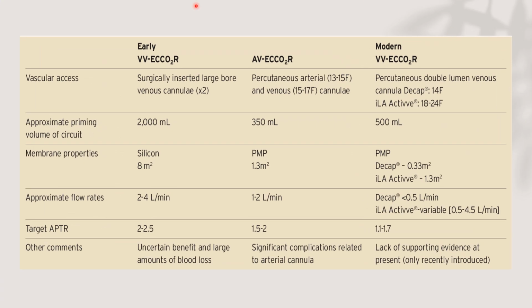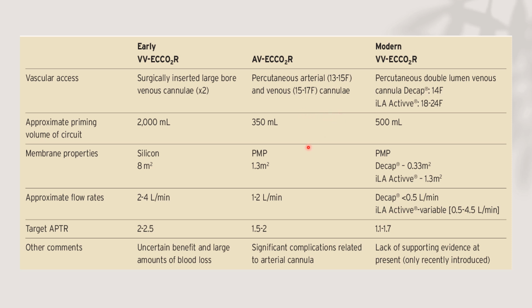Among ECCO2R systems, there is early VV ECMO, with a surgically inserted large-bore venous cannula and a priming volume of about 2000 ml. The membrane is silicone, 8 meters squared in surface, with a flow rate of 2 to 4 liters per minute, and uncertain benefit due to the large amount of blood loss. But for AV ECCO2R, it is a percutaneous arterial cannula of 13 to 15 French, and the venous cannula is 15 to 17 French.